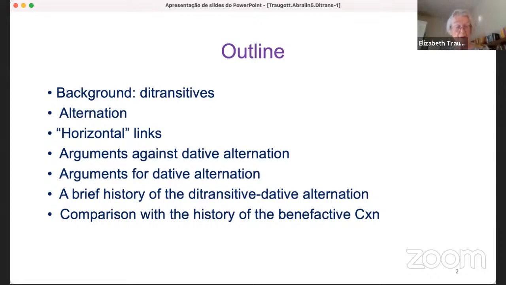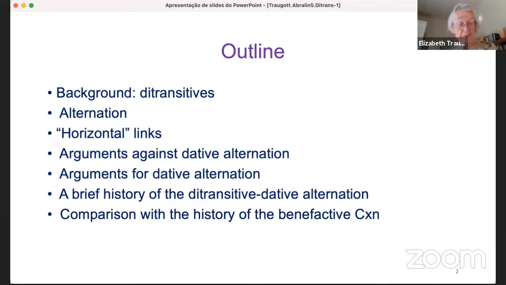In the course of the talk, I'm going to discuss alternation. I know there was a question about that maybe 3 weeks ago. How does construction grammar deal with alternation? I will talk a little bit about that today. One way in which it deals with it is what are called horizontal links, and I will explain them. The proposal that I'm working with is that there is dative alternation. So there is an alternation, a variation between, for example, Bill gave Jane a book, and Bill gave a book to Jane.